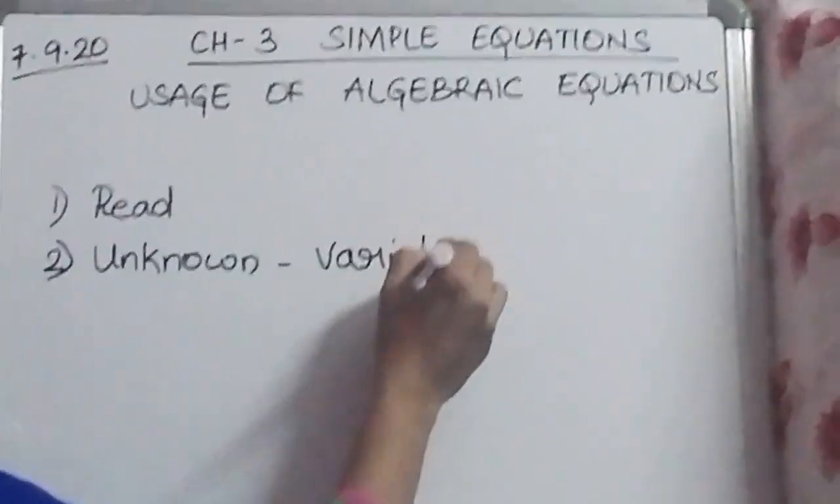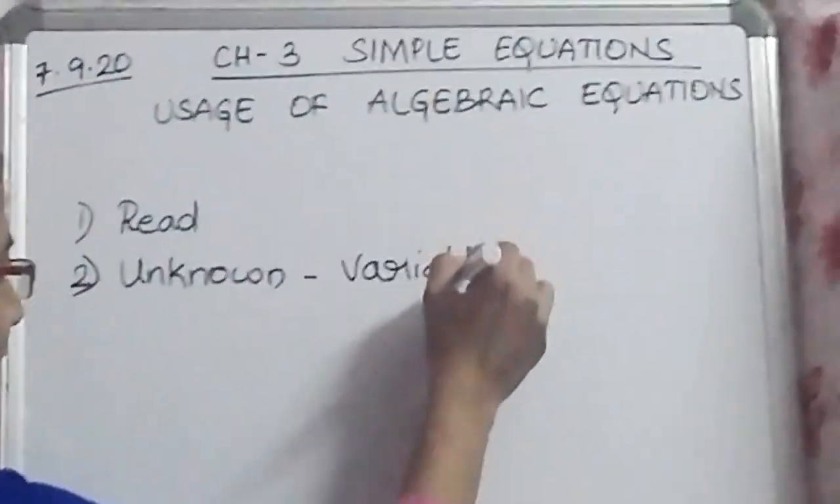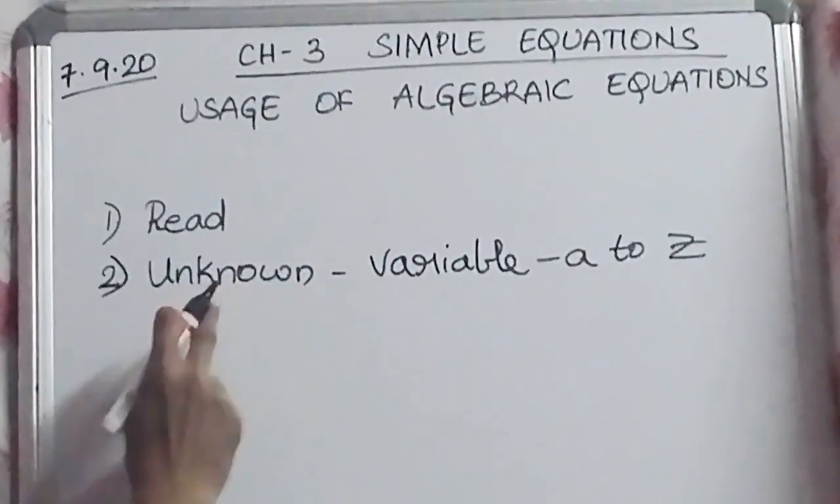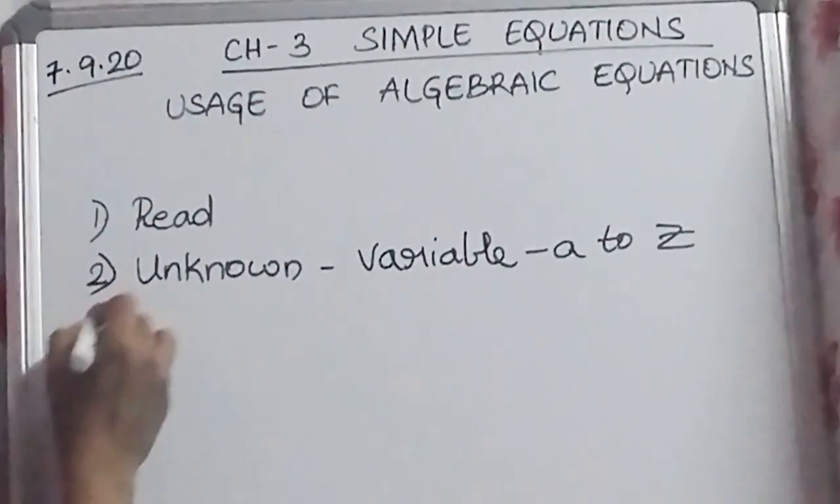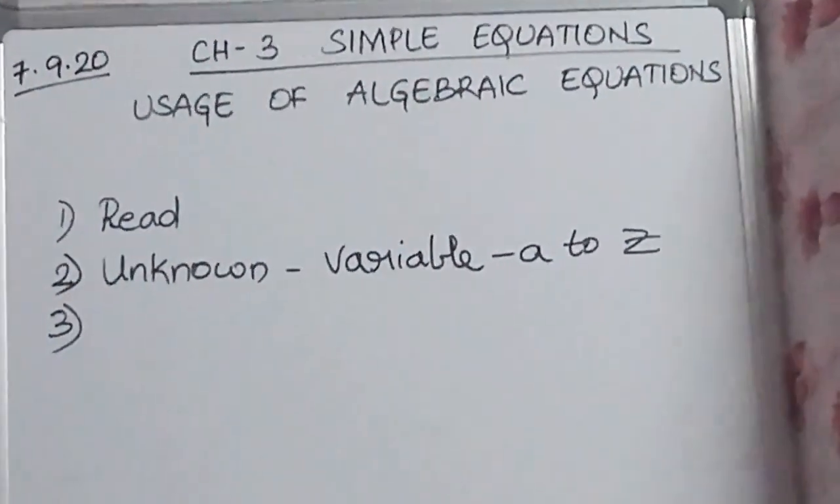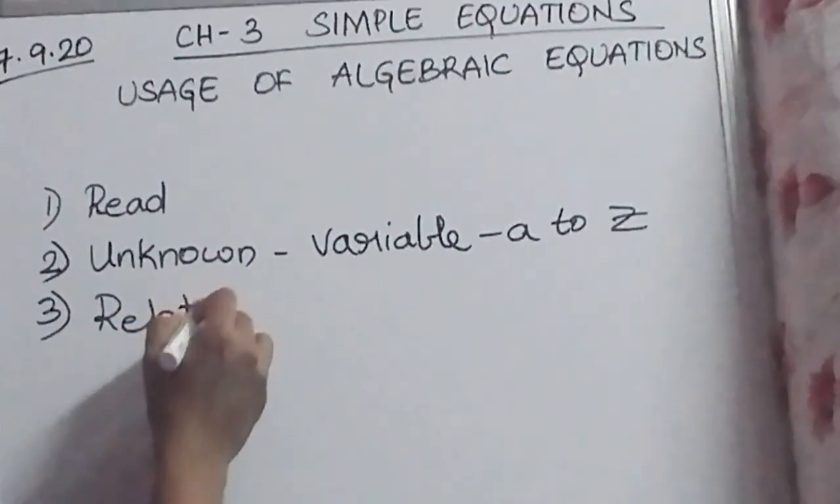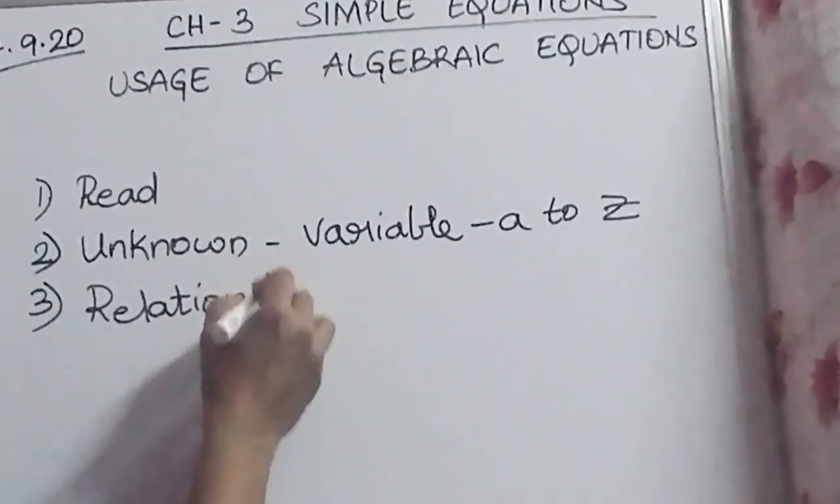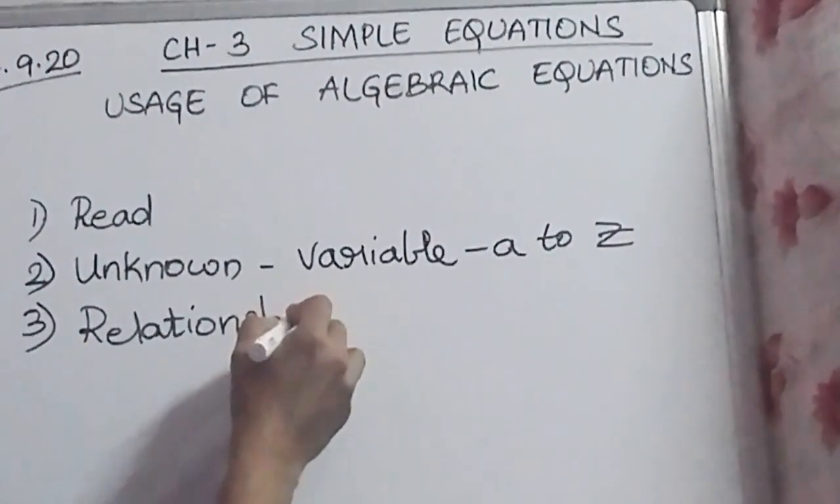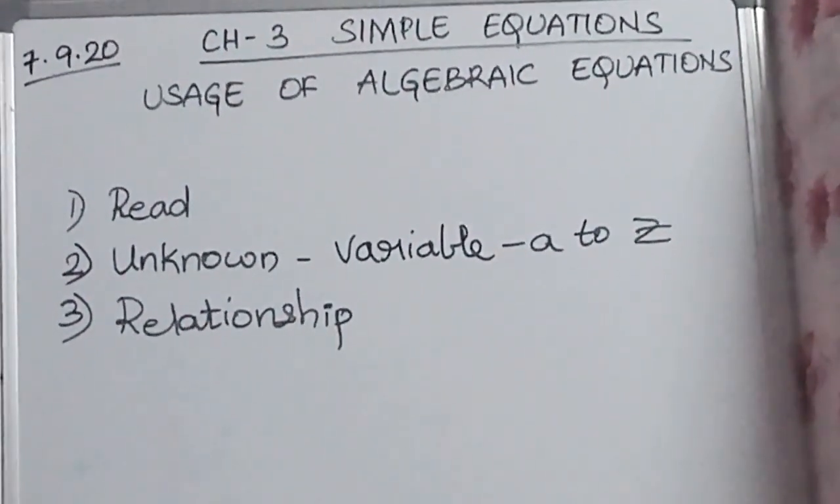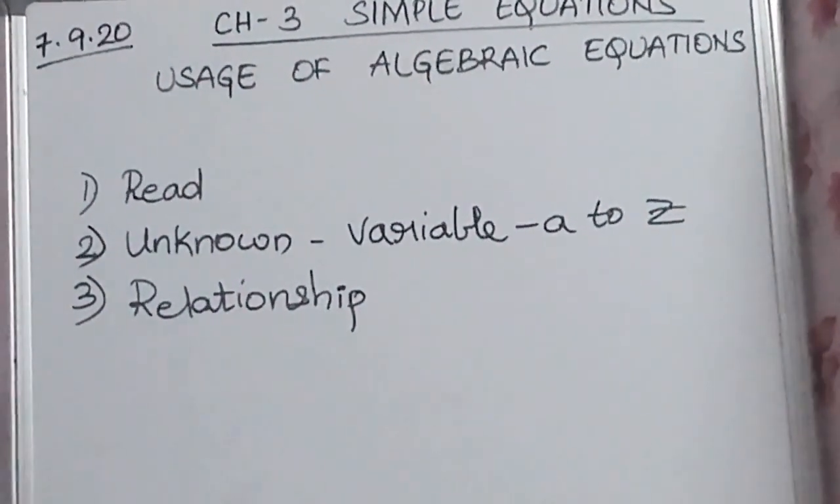Variable is nothing but a letter or an alphabet. From A to Z you can use anything to represent the unknown value, and then you need to understand the relationship between the quantities. A sentence is given, then you should be able to find out the relationship.